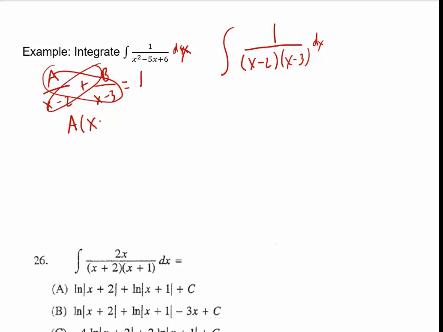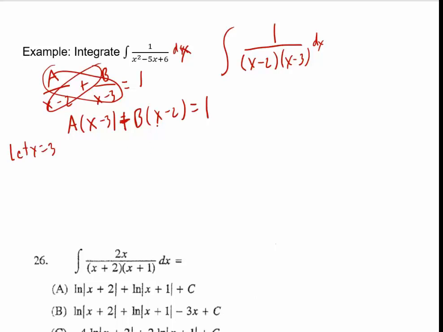So it's A times x minus 3, and then that should be a plus sign, and then B times x minus 2, and in this case, that equals 1. And again, we're just forgetting about the denominator and just working with the top. Now we need one of them to cancel, so I'm going to let x equal 3. That way 3 minus 3 gives you 0, and this one goes away.